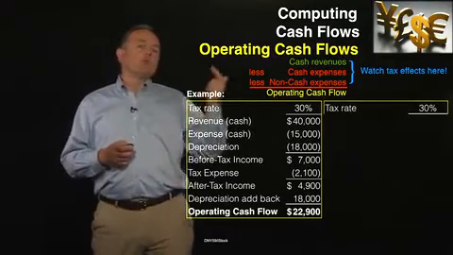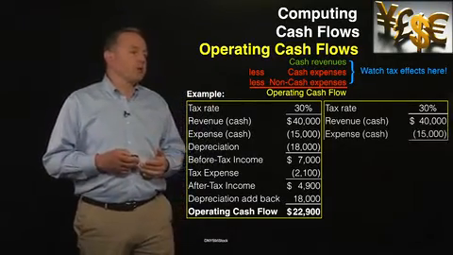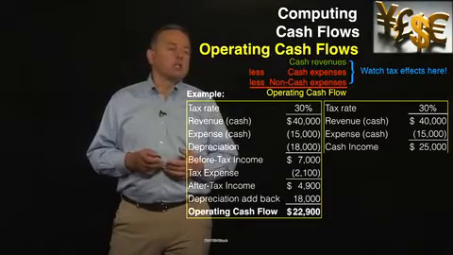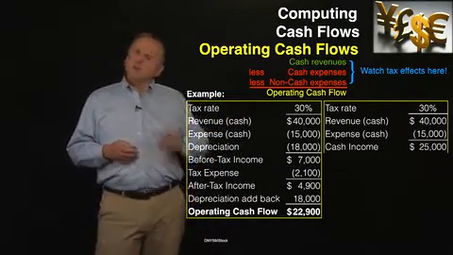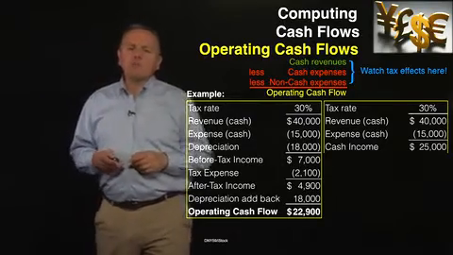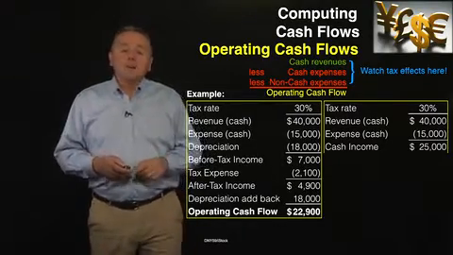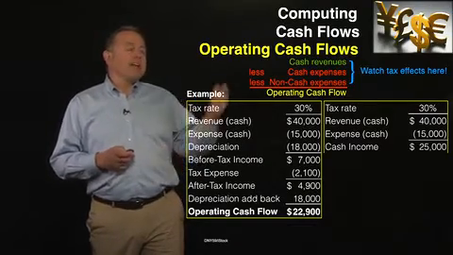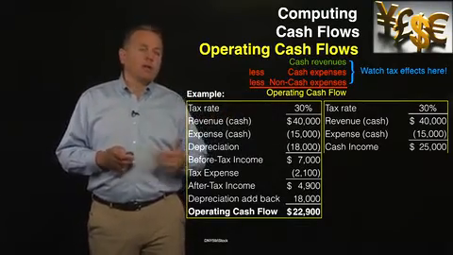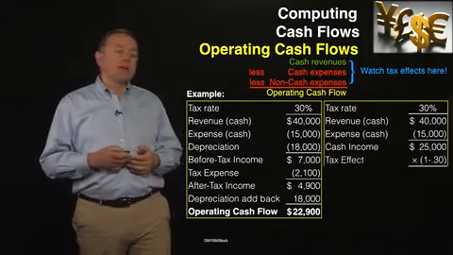Let's start with what we received in cash from operations there. $40,000 minus $15,000 is cash income of $25,000. Do I get to keep that whole $25,000? I do not. Taxes wants their share. They want 30% of that. I get to keep 1 minus 30%. I get to keep 70% of that amount.